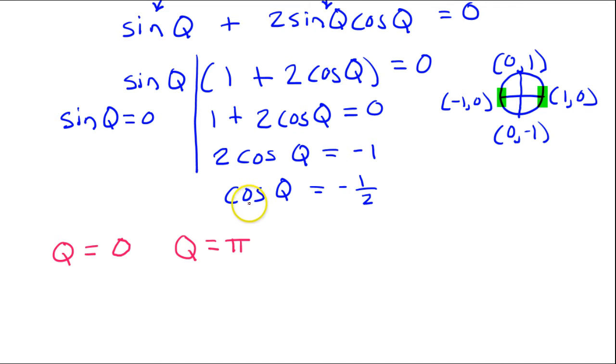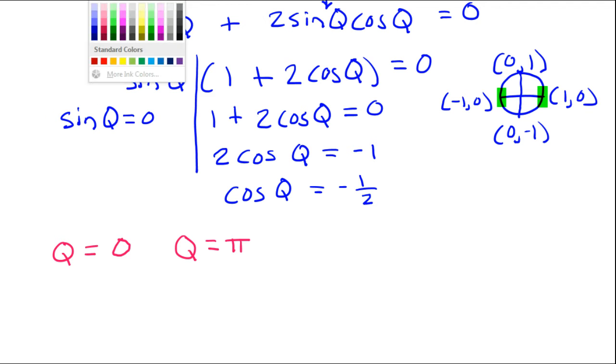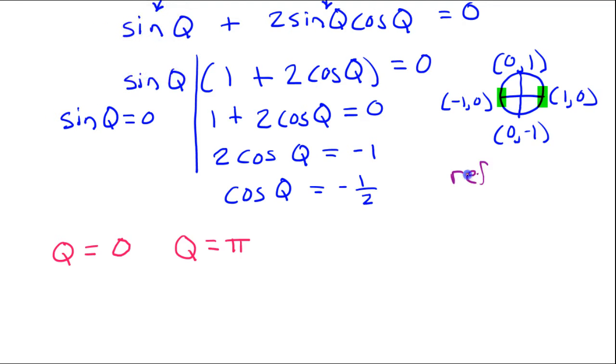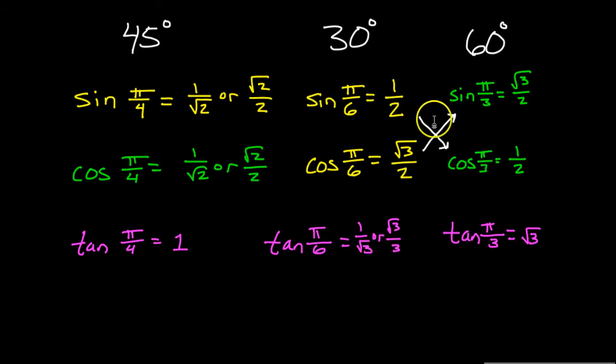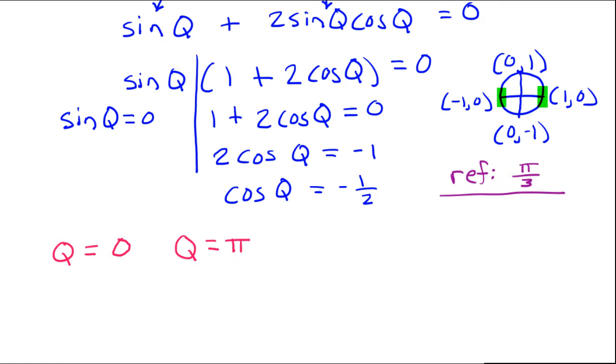Now, what about this one? Cosine of q is equal to negative 1/2. The cosine of what angle is negative 1/2? Forget the negative for a second. Cosine of what angle is 1/2? I'm hoping that you're thinking about pi over 3 right now. Okay, the reference angle is going to be pi over 3. Because, remember the values that we have memorized? The cosine of pi over 3 is 1/2. So the reference angle is pi over 3.